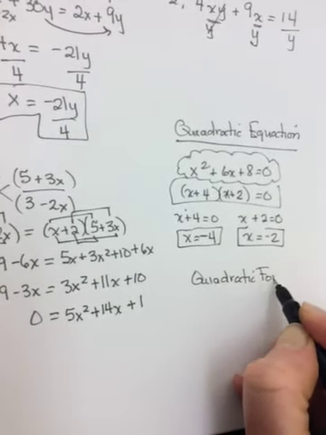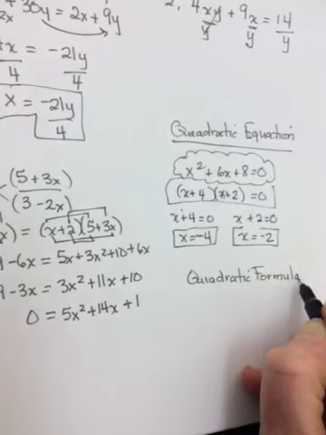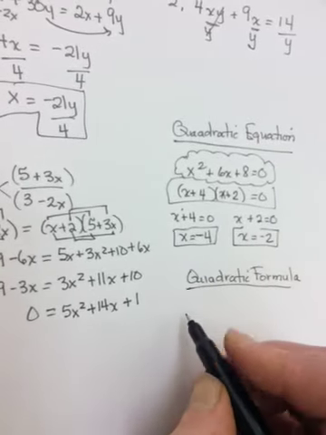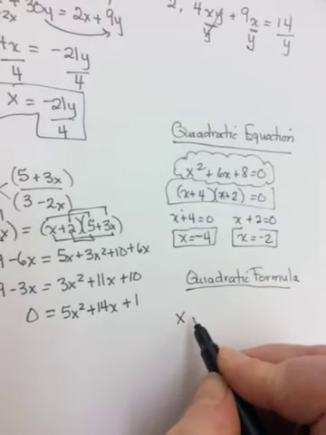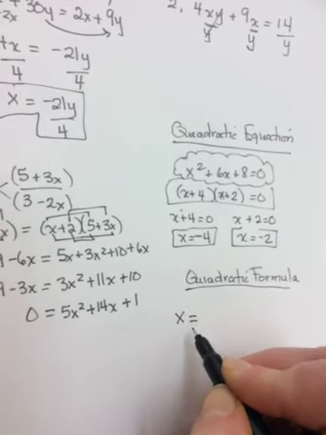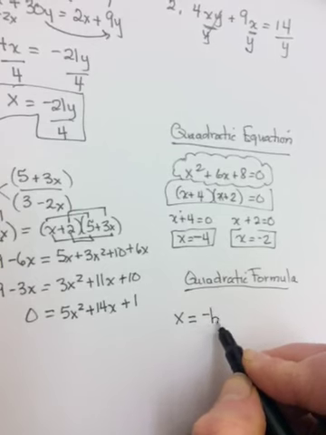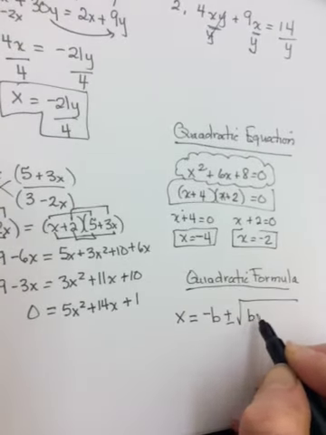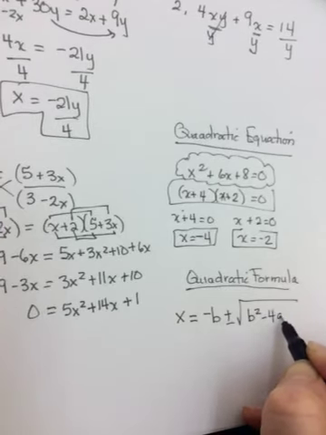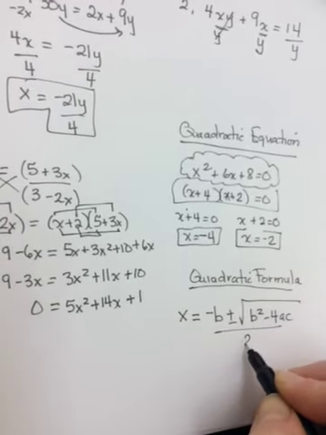And it's derived, but I will leave it for your math teachers to derive for you when they get there. But what it is, and it's going to look really weird for a minute, but don't stress, it'll be okay. So it's x equals negative b plus or minus the square root of b squared minus 4ac all over 2a.